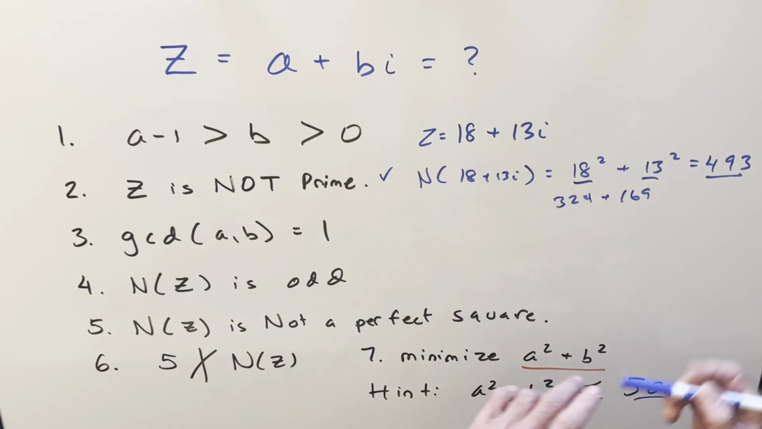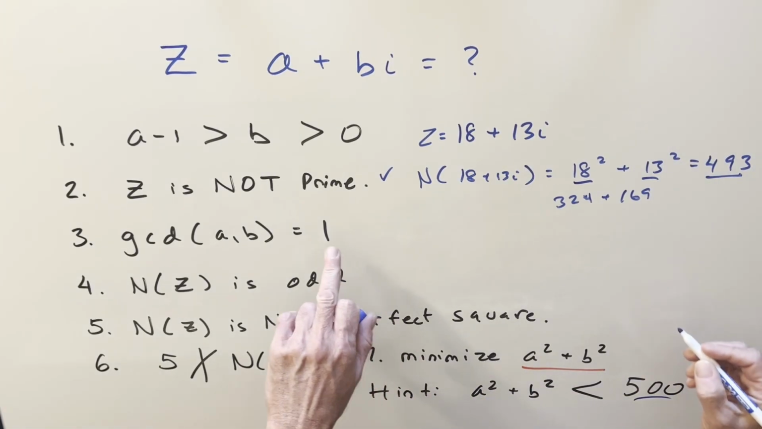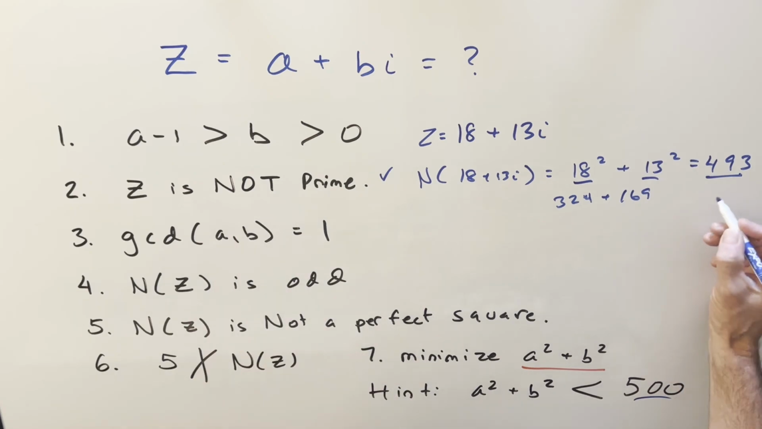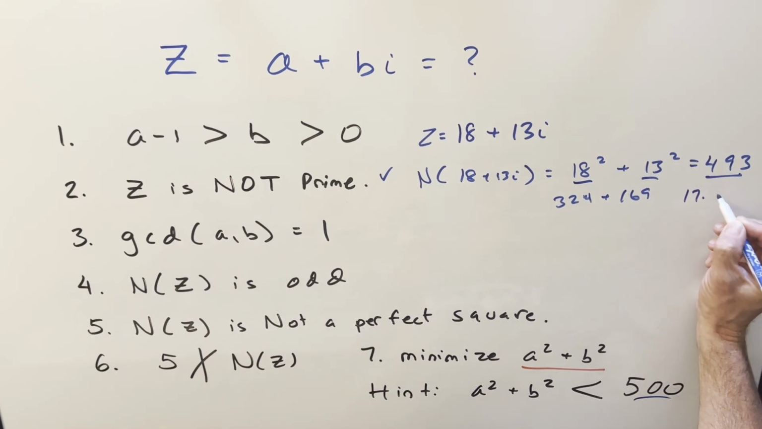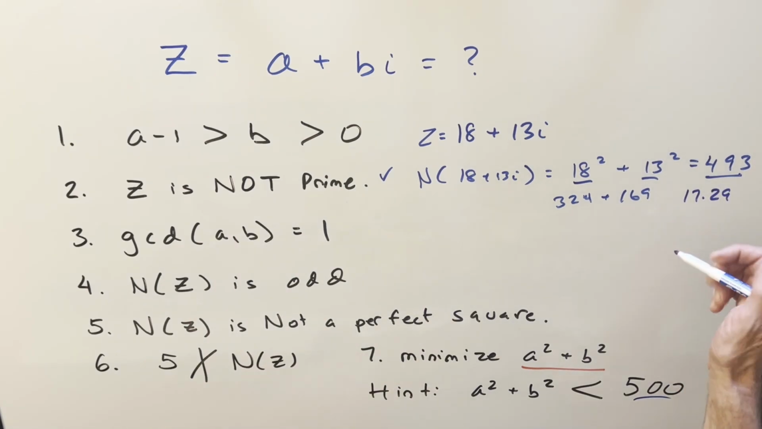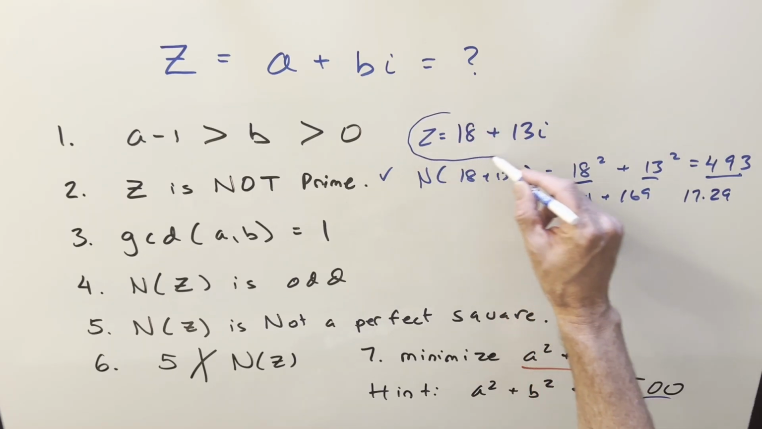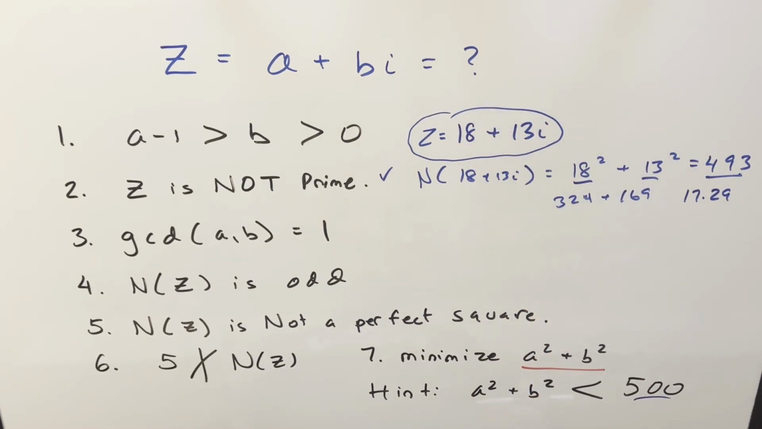Sorry, I misspoke a second ago. 493 is not prime, because if it was prime, it would violate 2 here. So 493 is actually 17 times 29. So this right here works. So this is a potential solution. It meets every criteria. The only thing is I can tell you there is a smaller number. It's not the minimum. So I guess it doesn't meet every criteria. It just doesn't meet this number 7 right here.